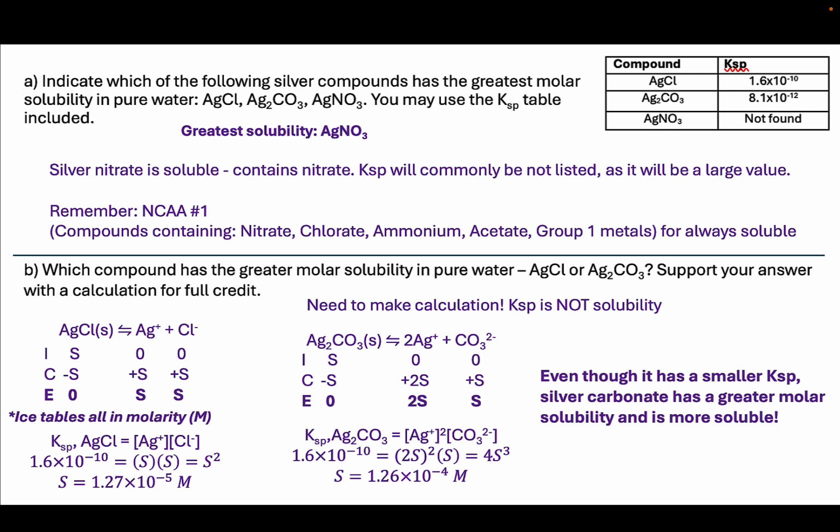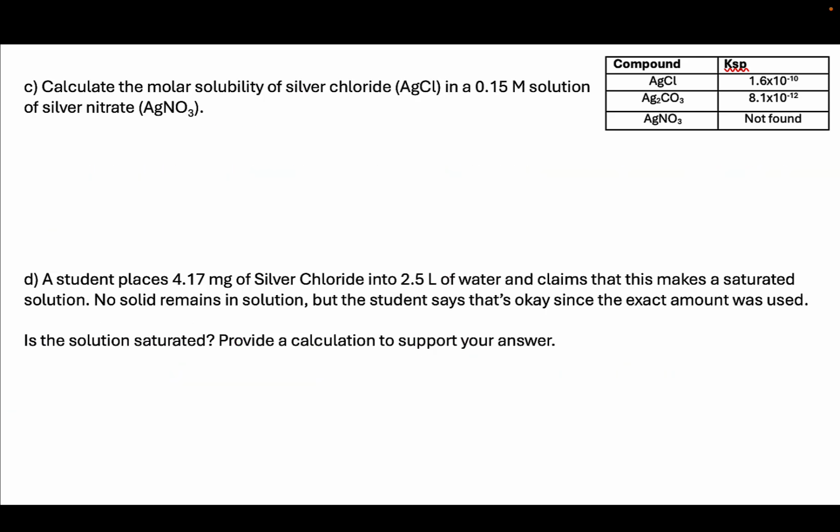And note that even though silver carbonate has a smaller KSP, it has the greater molar solubility S and is more soluble. The lesson is that if we want to calculate molar solubility for different salts, like salts with different stoichiometry, we do need to go through a calculation. We cannot just compare KSP.